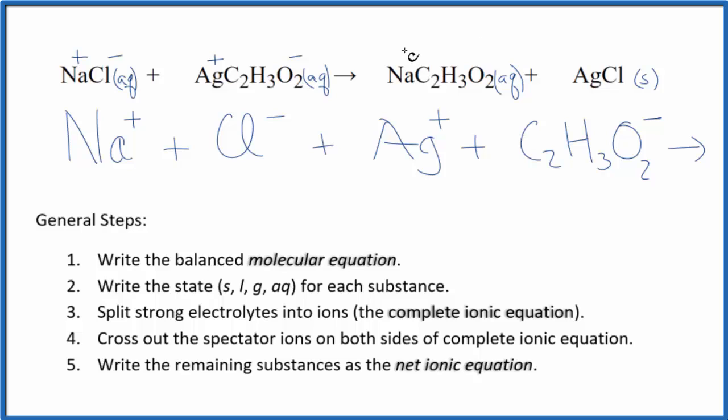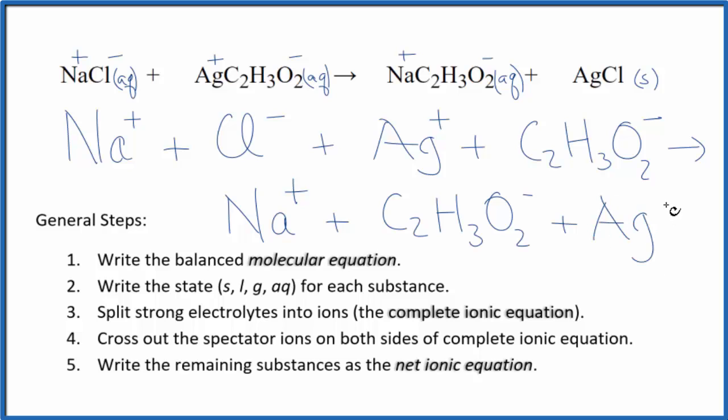Let's do the products. We said plus, this whole thing is negative. We'll write Na plus, just like we had in the reactants, plus the acetate ion. And then in net ionic equations, we do not split solids apart. We keep them together. We're just going to call this AgCl. So this is the total or complete ionic equation.